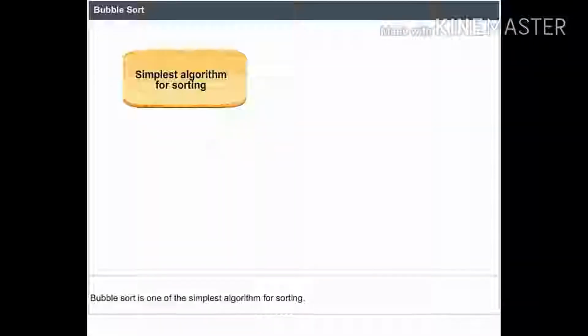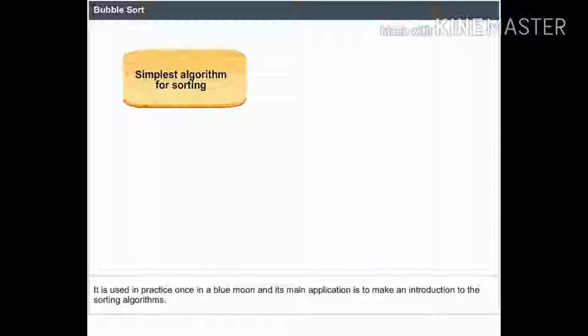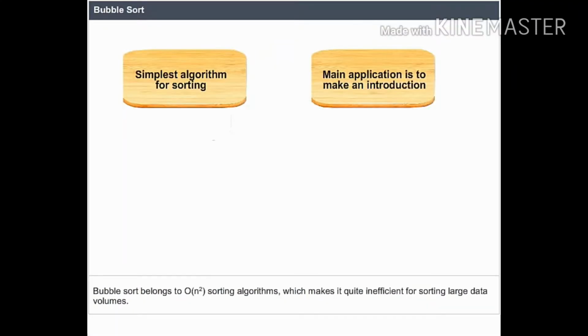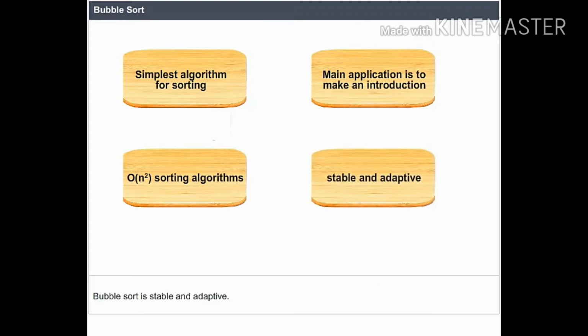Bubble sort. Bubble sort is one of the simplest algorithms for sorting. It is used in practice once in a blue moon, and its main application is to make an introduction to the sorting algorithms. Bubble sort belongs to the O(n^2) sorting algorithms, which makes it quite inefficient for sorting large data volumes. Bubble sort is stable and adaptive.